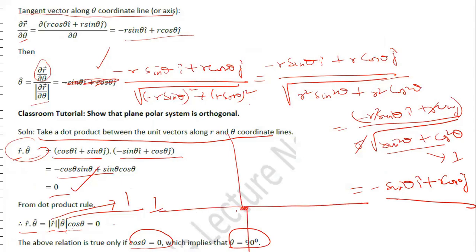So let's say this is the origin. Let's say this is your r axis. R simply measures the distance of the point from the origin. At any point here, if you take a tangent, it will be a straight line, pointing along this direction. So this will be your r cap direction.